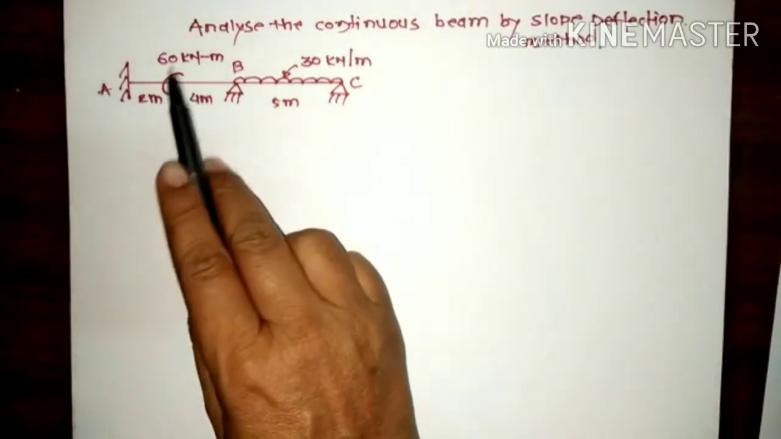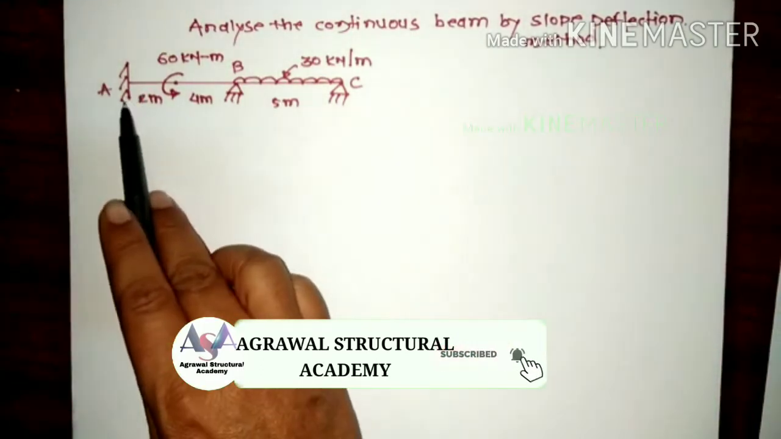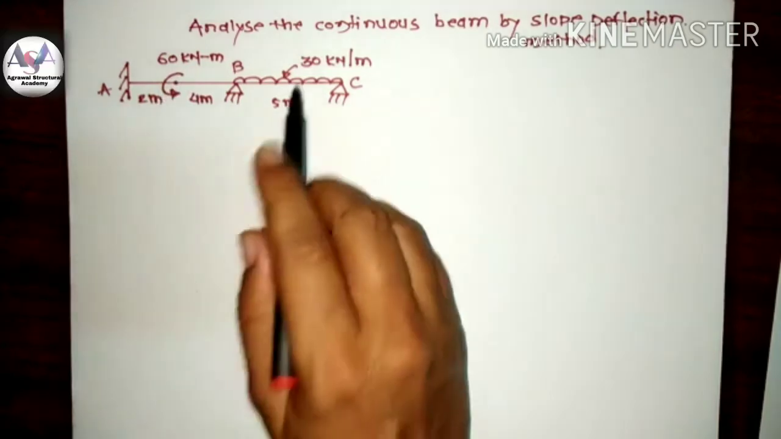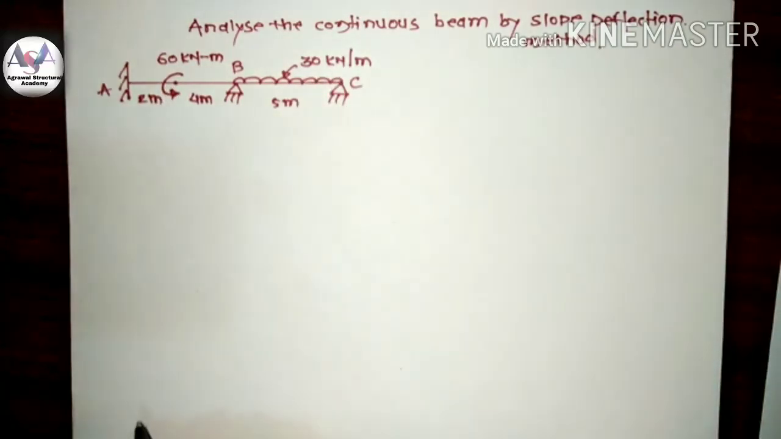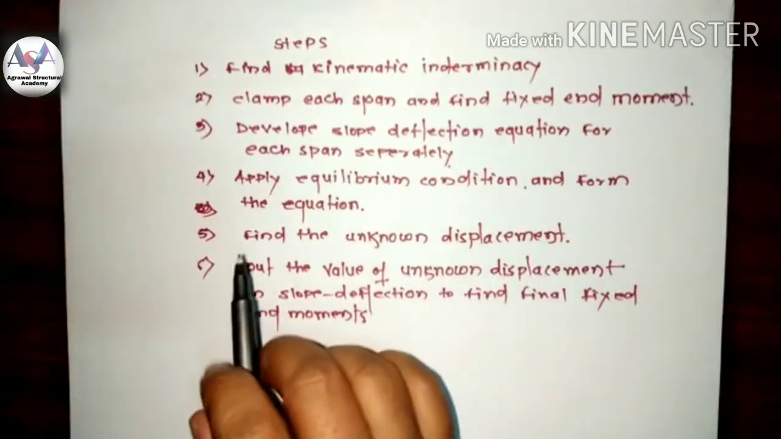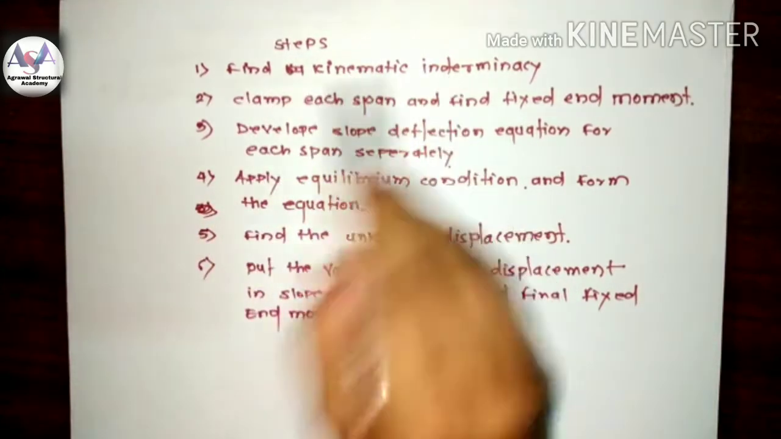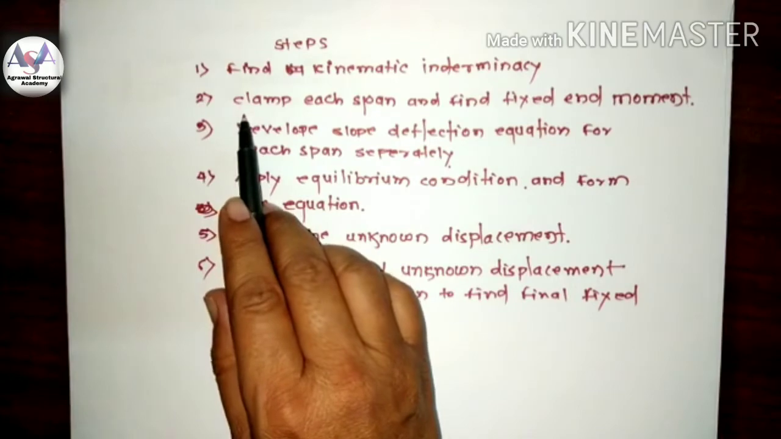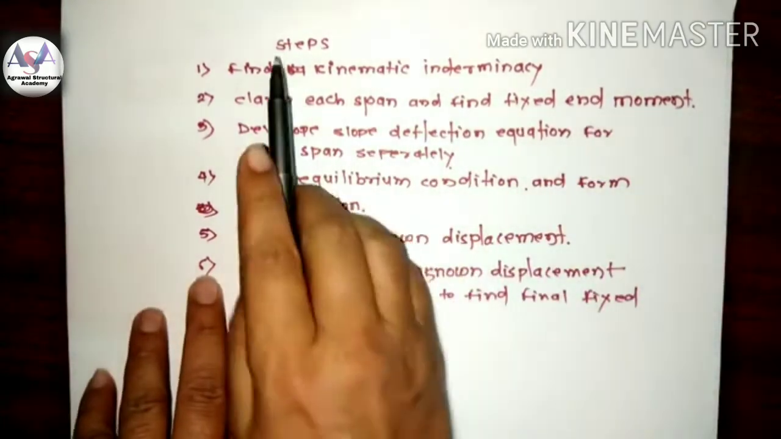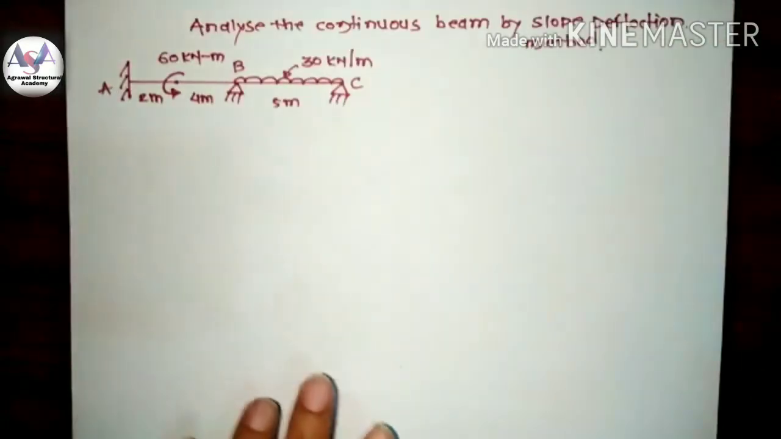Hello dear students, today we analyze the continuous beam by the slope deflection method. This beam is subjected to a couple on the AB span, and this is the UDL on the BC span. Now, very simple steps here. First is to find the kinematic indeterminacy, and the second step is to clamp each span and find the fixed end moment. Now we go through it one by one, starting with finding the kinematic indeterminacy.